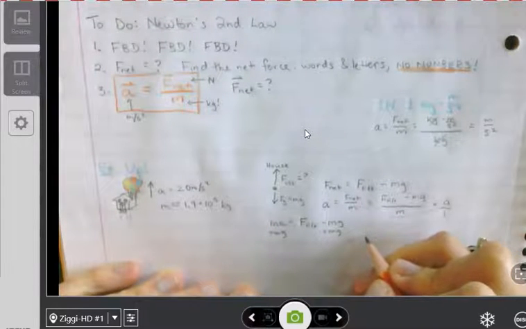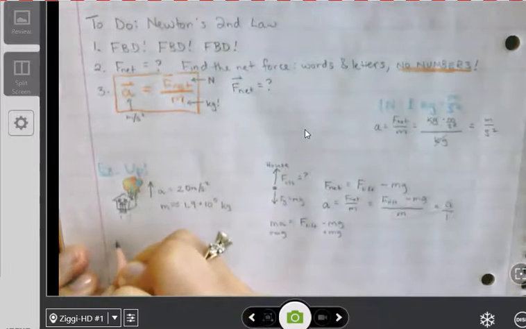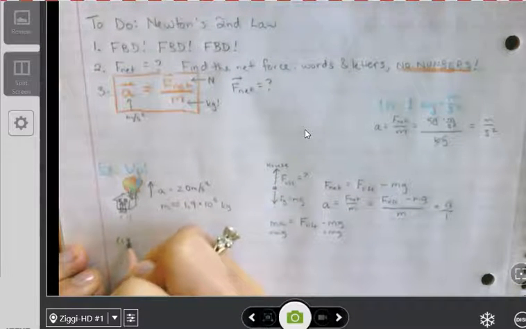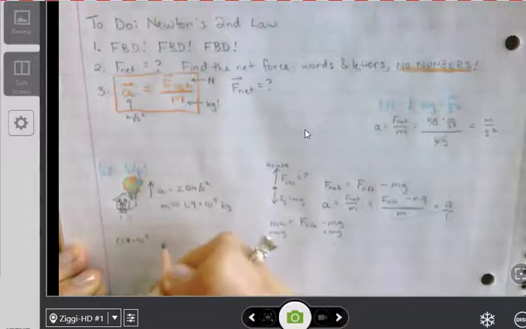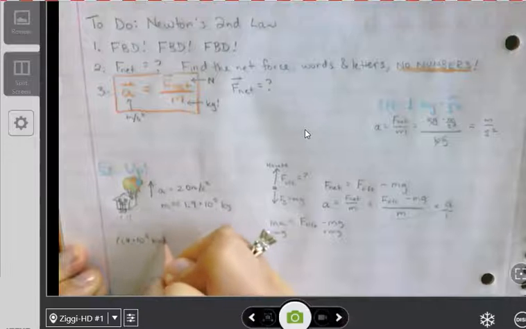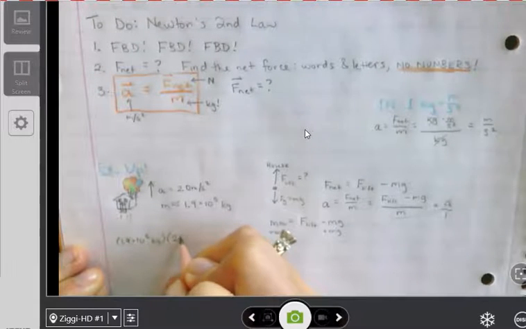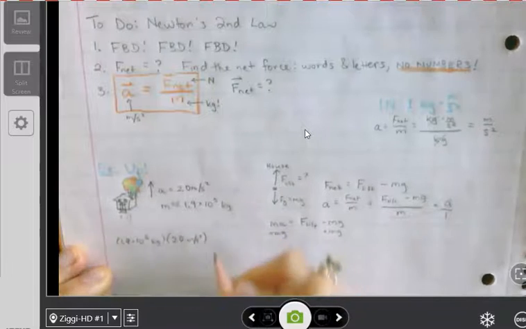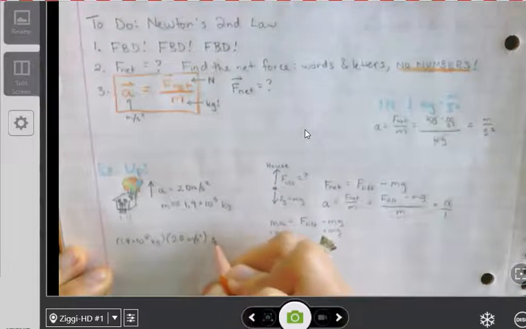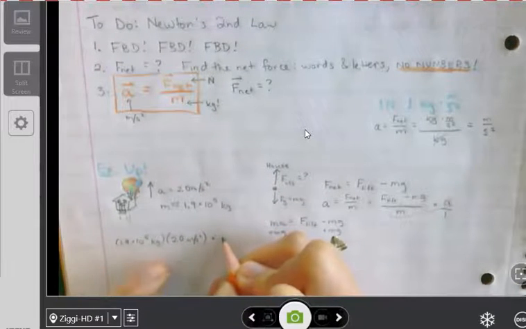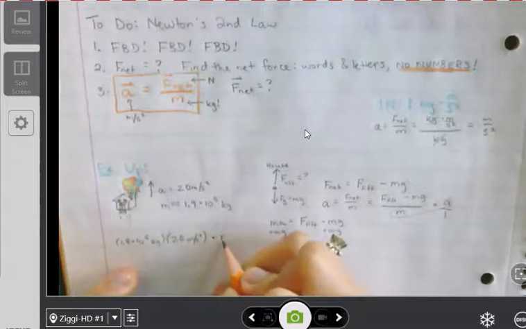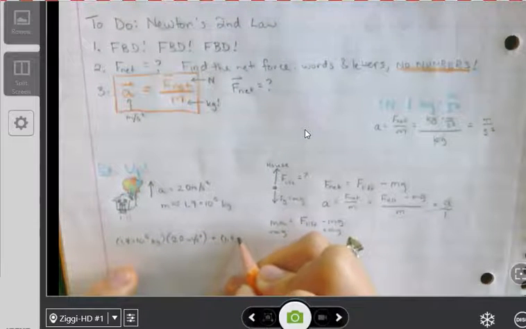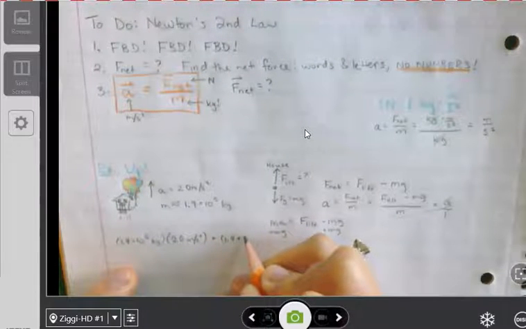Now you can say 1.9 times 10 to the 5th kilograms times 2 meters per second squared, but that's not the only thing in the equation. There's also the fact that in addition to pushing it upward, which is your first instinct, you have to counterbalance gravity.